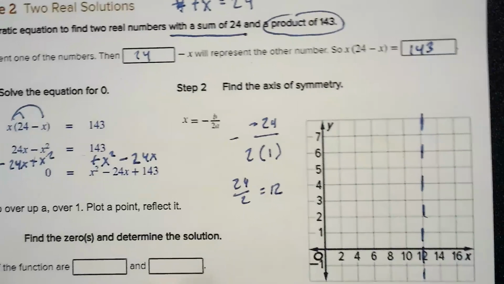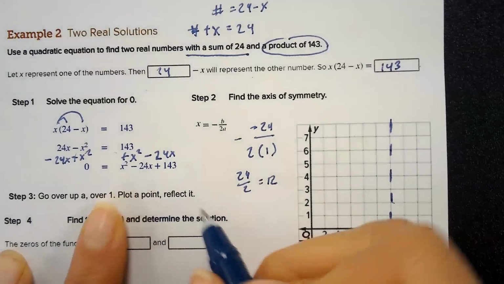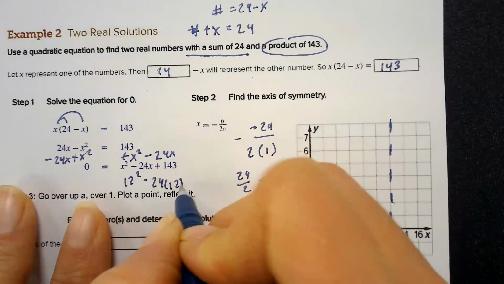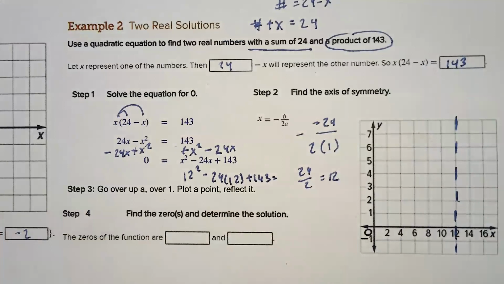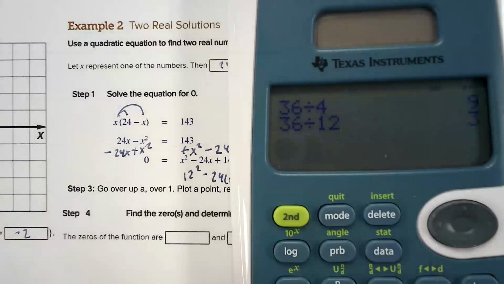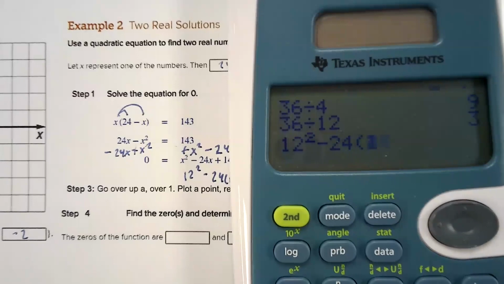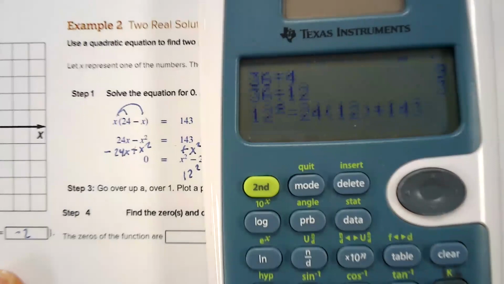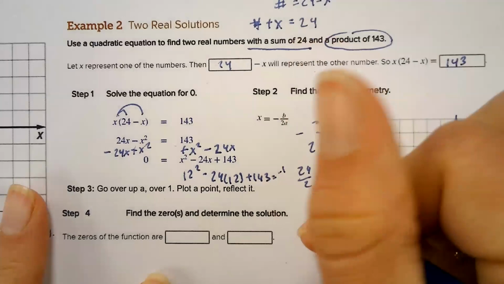I need to find that vertex. Plug that 12 back in here. So 12 squared minus 24 times 12 plus 143 equals, let me grab a calculator real quick. 12 squared minus 24 times 12 plus 143 equals negative 1. So my vertex is at 12, negative 1.